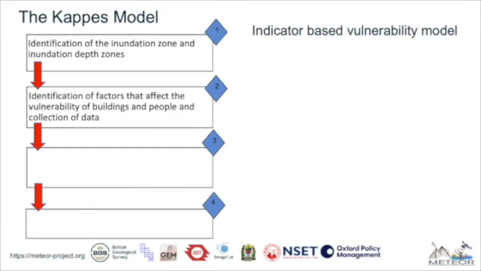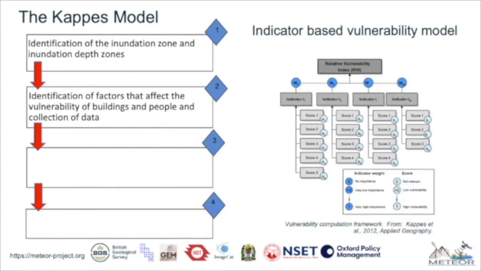The second step is the identification of factors that affect the vulnerability of buildings. This figure shows how indicators can be organised and weighted to create a relative vulnerability index. In Meteor, the factors that have been assessed are controlled by the input exposure data that was produced by ImageCat. The factors that are available and comparable across the hazards included in the Meteor project are the building materials and the number of floors in each building. These vulnerability indicators selected need to be considered for each hazard individually.